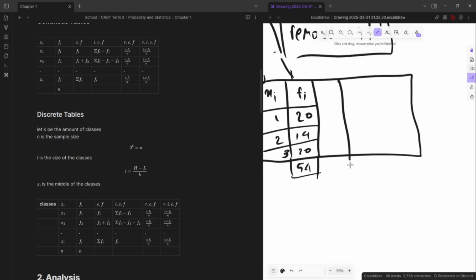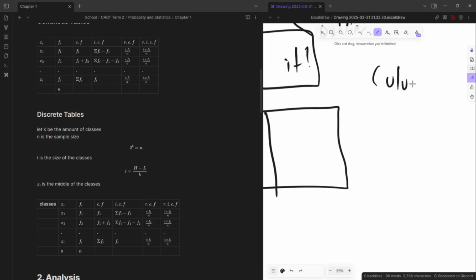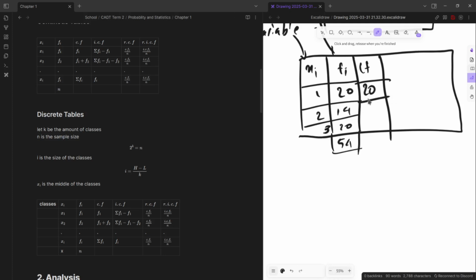And then we have cumulative frequency, CF. Cumulative basically means addition. You add it. So this frequency is 20, and when you add this, it becomes 34, and then 54. And we have something called the inverse cumulative frequency, where you start from 54 minus 20, then 34 minus 14, that's 20, 0. Something like that.